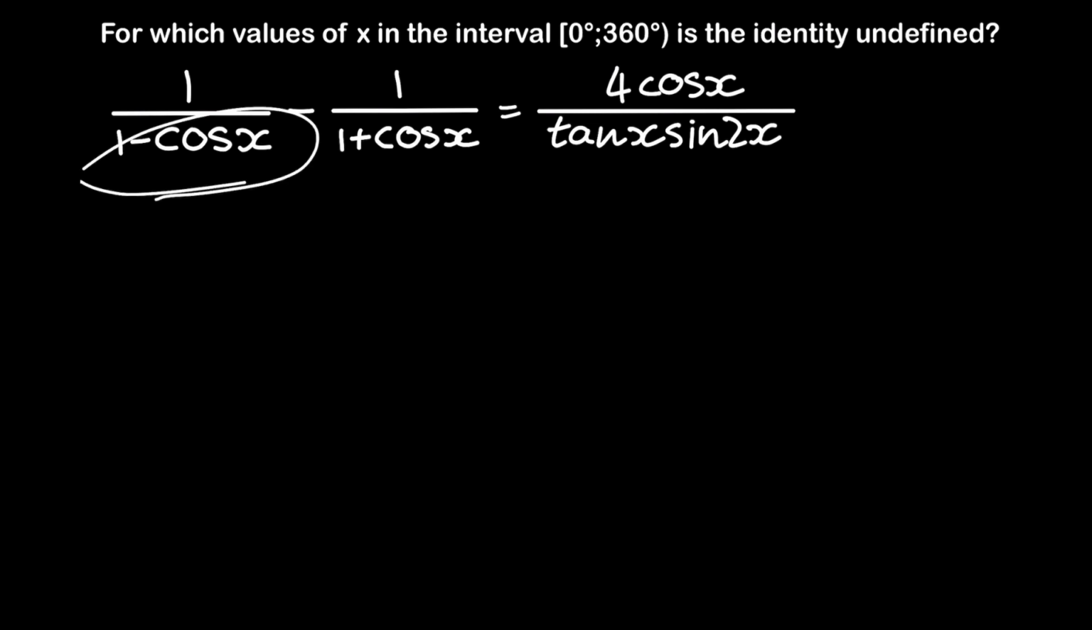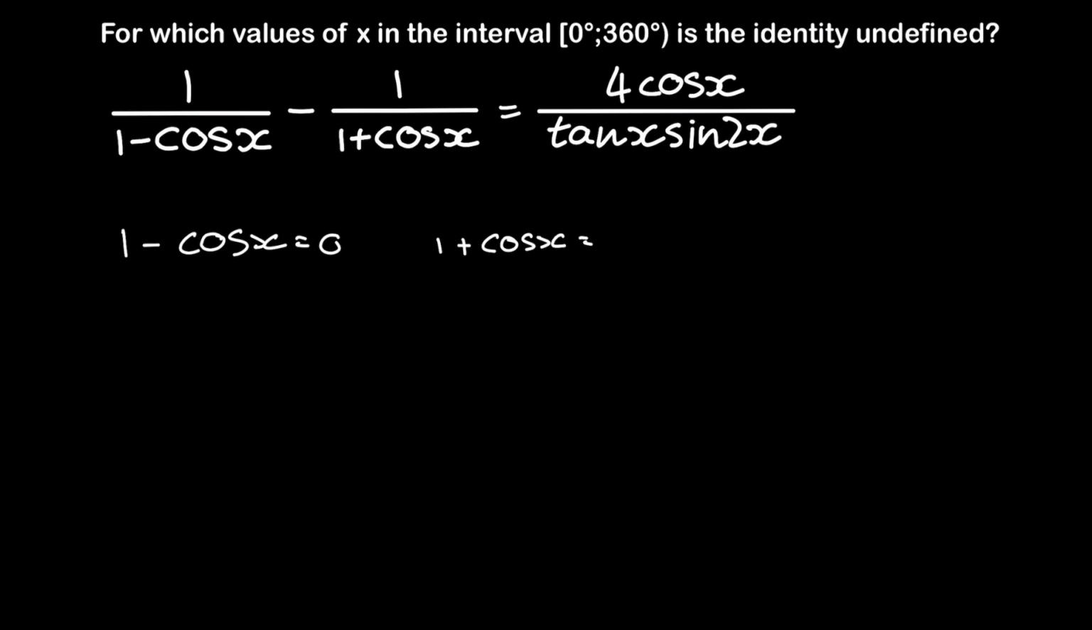So first off, we have this denominator. 1 minus cos of x equal to 0 is something that could yield us an undefined value for x, as well as 1 plus cos of x equal to 0. And then also this, tan of x times sine of 2x equals 0. And now there's a hidden trick in this question which makes it very interesting. You may think you've dealt with all of these denominators, but in fact there is one other denominator which is hidden, and comment down below if you know where it's hidden.